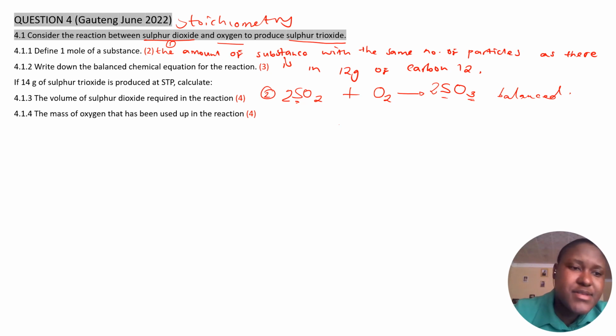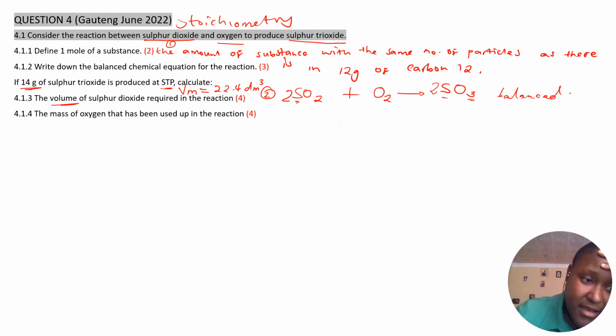Then they proceed to say, if 14 grams of sulfur trioxide is produced at standard temperature and pressure. Remember, at standard temperature and pressure, you know that you have Vm, or your molar volume, which is 22.4 cubic decimeters. That is the molar volume. So they say if 14 grams of sulfur trioxide is produced at standard temperature and pressure, calculate the volume of sulfur dioxide required in the reaction. Let us look at that.